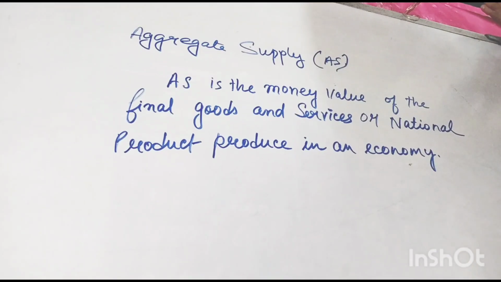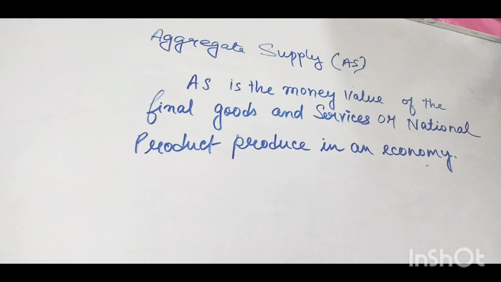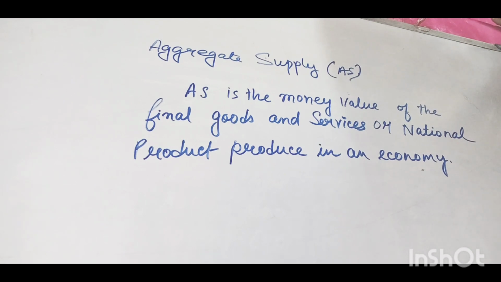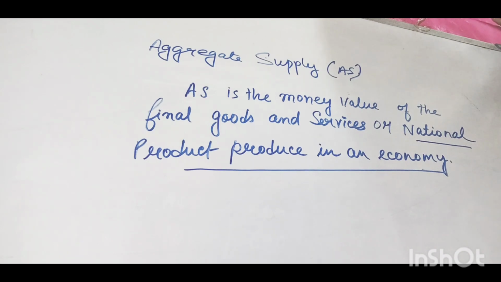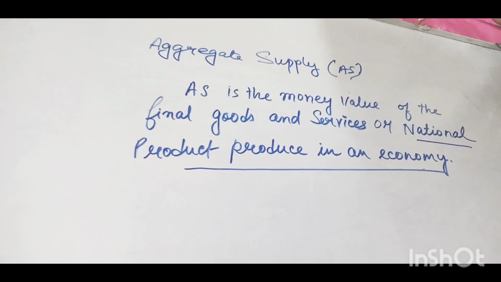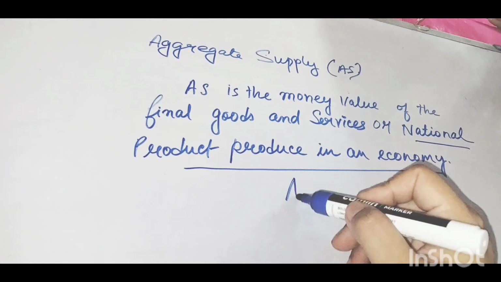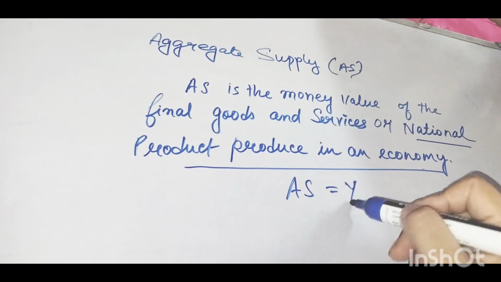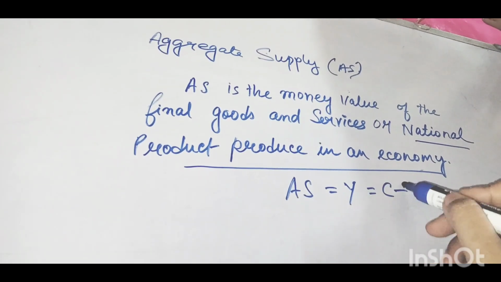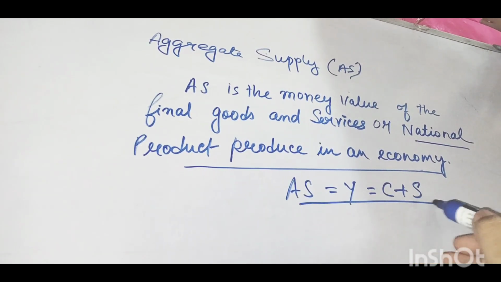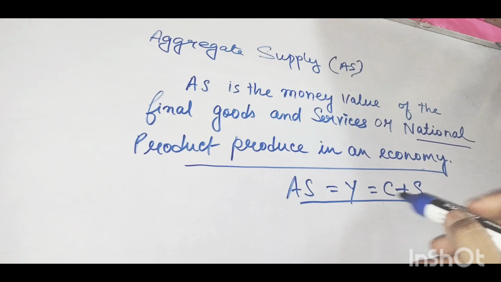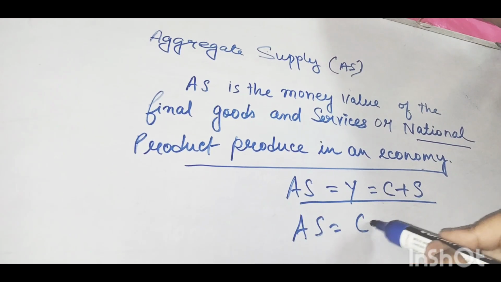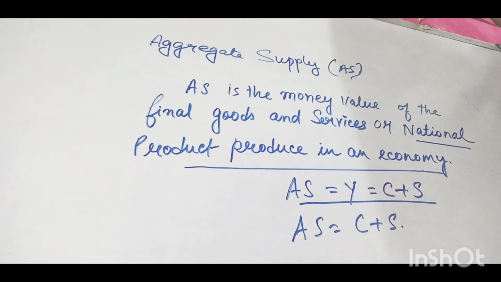Next, what is aggregate supply? Final goods and services or national product produced in an economy. Aggregate supply means the national product produced in an economy. What can we write? AS, that means aggregate supply, will be equal to Y, which is equal to C plus S. That means AS will be equal to C plus S, consumption plus savings.